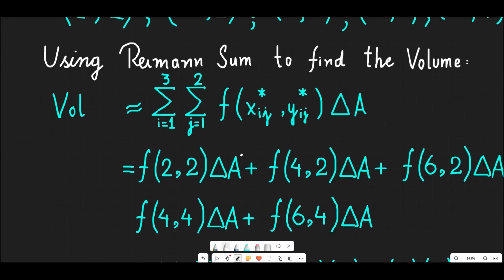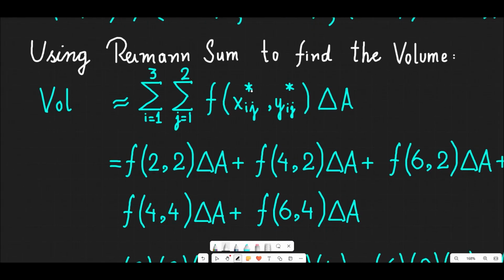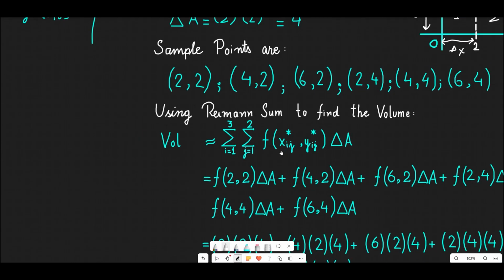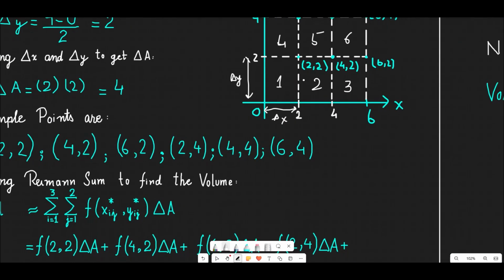So as you know, this is the formula. And what the steric means: steric means the sample points could be any points in this rectangular region. The upper right corner point, the lower left corner point, the upper left corner point, the lower right corner point, or even the midpoint. We can calculate the Riemann sum on all of these sample points.